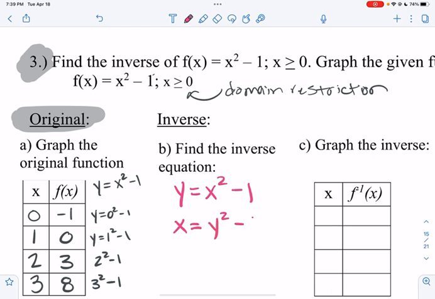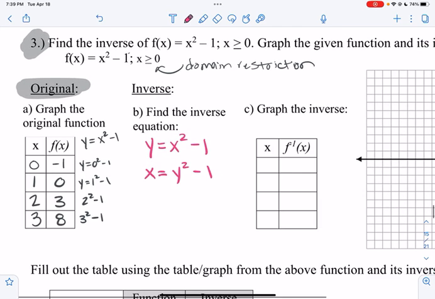And then it's going to differ from time to time just based on what your equations are. But the goal now is to get the y by itself. Like you want an equation that has y equals. So we're trying to isolate the y. So we've got y squared minus 1, trying to get y by itself. We're going to add the 1 over. So now we will have x plus 1 equals y squared.